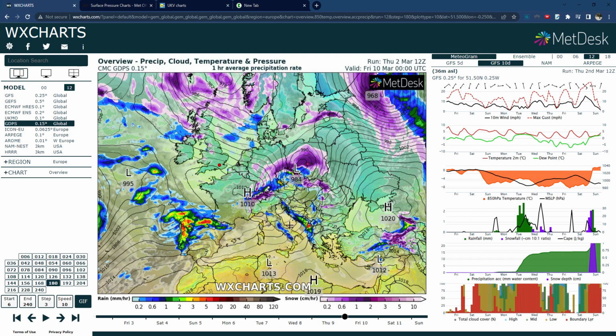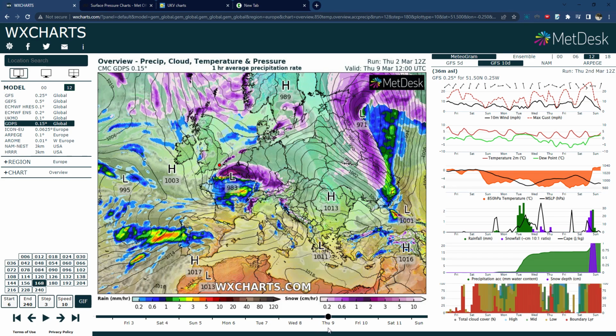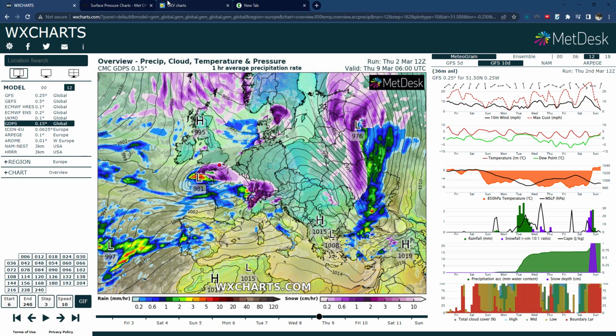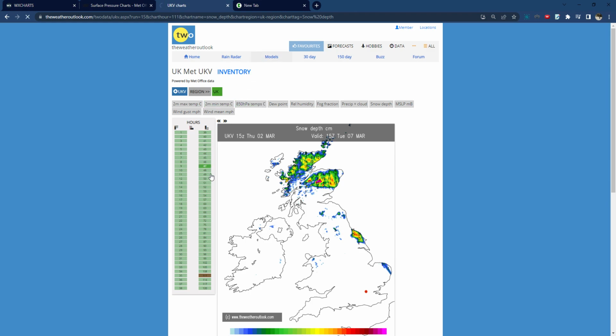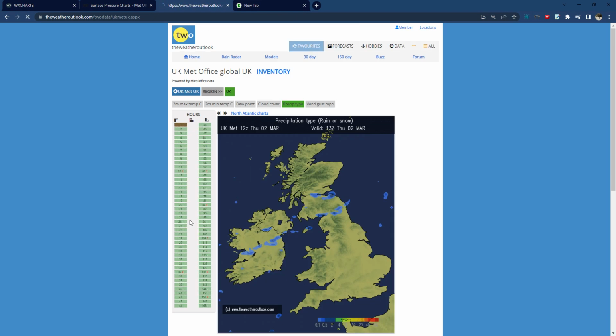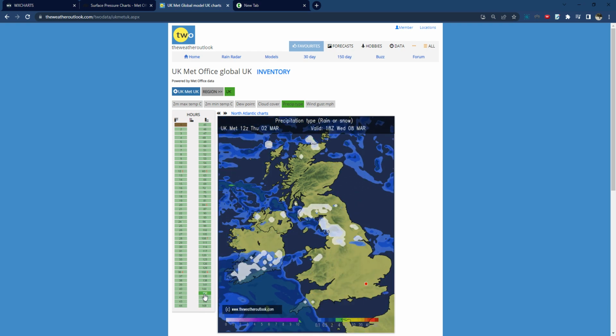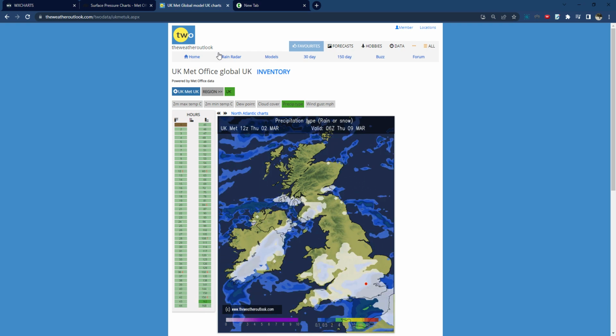If I show you the south of England, and if I show you the Canadian model, you can see that low grazes the south coast, bringing some snow. And if I show you the UK Met model, you can see here that low pushes into the south on Thursday morning, bringing snow.